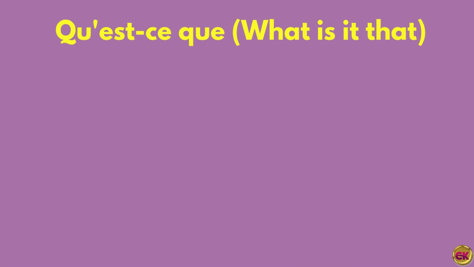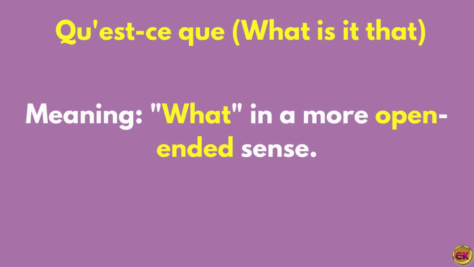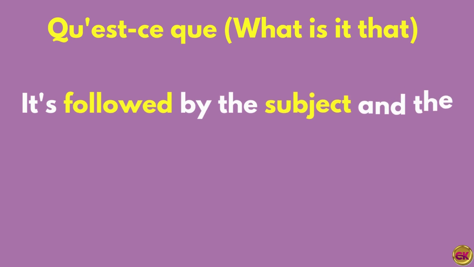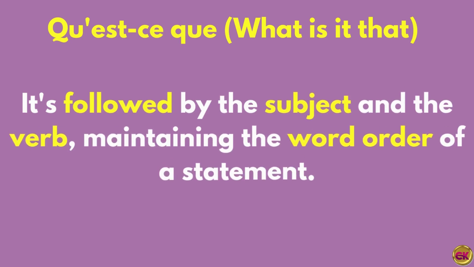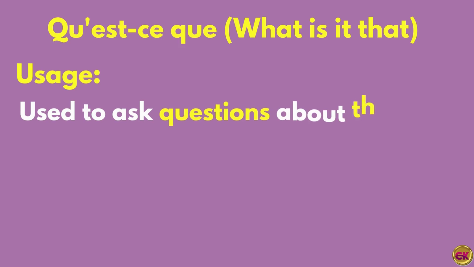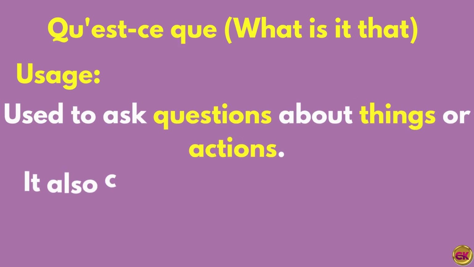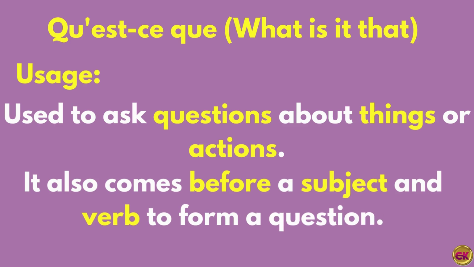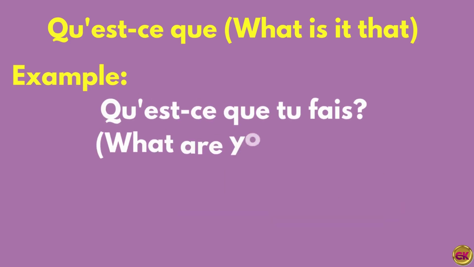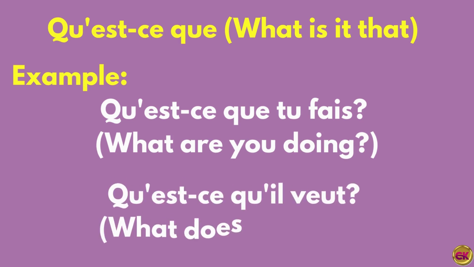Qu'est-ce que means "what is it that". Meaning: what, in a more open-ended sense. It's followed by the subject and the verb, maintaining the word order of a statement. Usage: used to ask questions about things or actions. It also comes before a subject and verb to form a question. Example: qu'est-ce que tu fais, what are you doing? Qu'est-ce qu'il veut, what does he want?